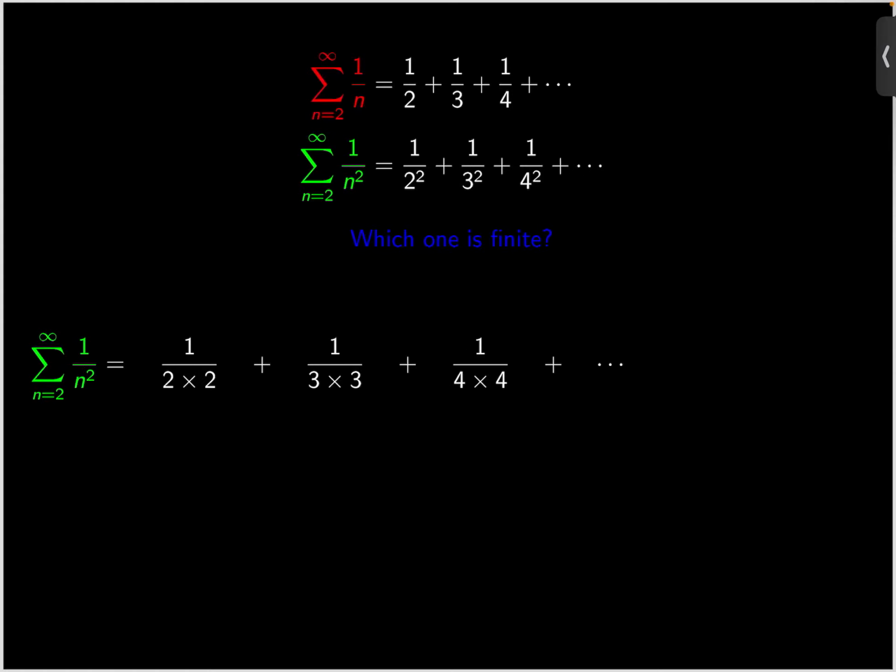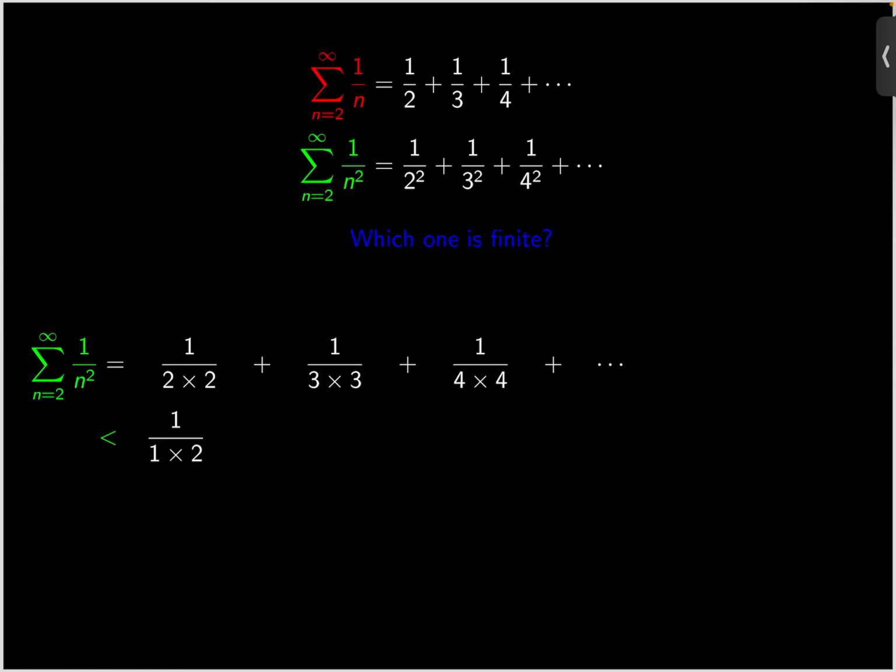1 divided by 2 times 2. I'm going to say that that is less than 1 divided by 1 times 2. Since I'm making the number in the denominator smaller, that means that I'm making the overall fraction larger. So 1 divided by 2 times 2, a quarter, is less than 1 on 1 times 2, which is a half. That's certainly true.